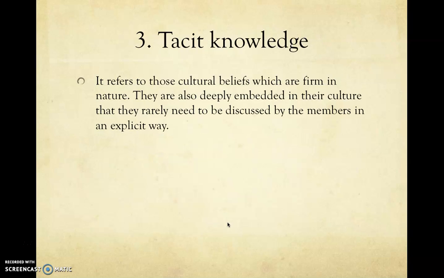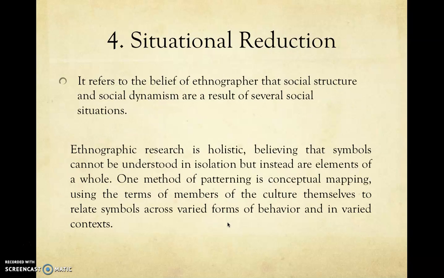Tacit knowledge refers to those cultural beliefs which are firm in nature. They are also deeply embedded in their culture, so that they rarely need to be discussed by the members in an explicit way. And last is situational reduction. Situational reduction refers to the belief of the ethnographer that social structure and social dynamism are a result of several social situations.